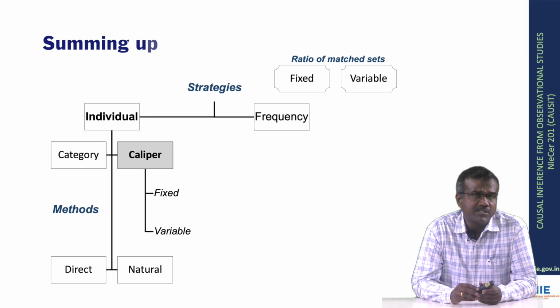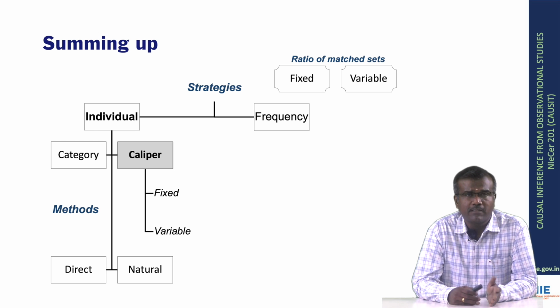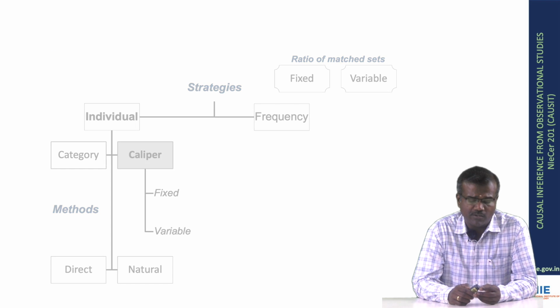The methods of matching involve doing it at the individual level or at the frequency level. In both the levels, the ratio of match sets could be either fixed or variable. Individual level matching can be done by using a category method or caliper method. Individual level matching could be direct or natural.